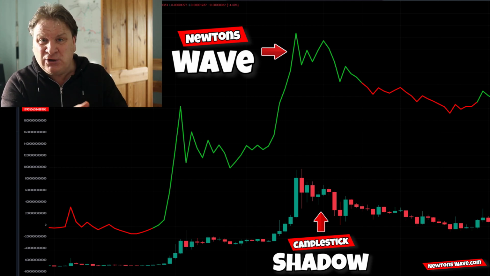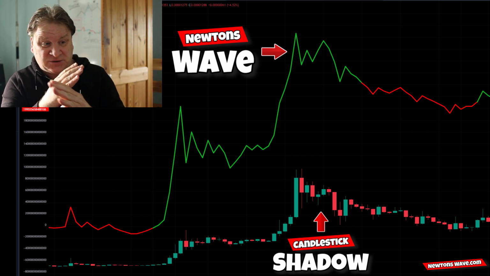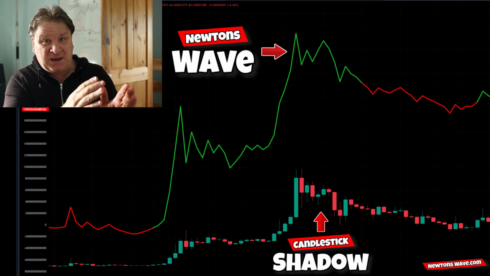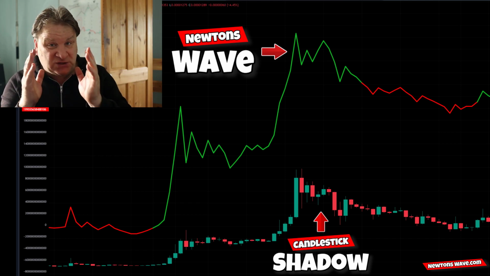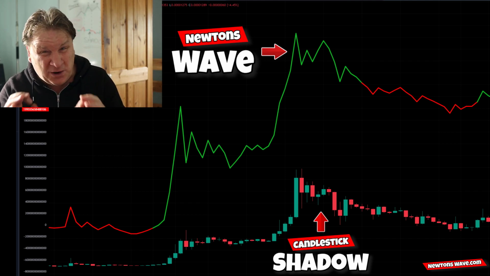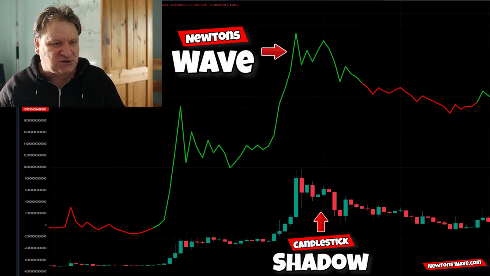Basically Newton's Wave has all these peaks, and they're like clock hands, right? Imagine each clock hand was like a minute or a second, something like that. So you can now time your entry and your exit points to 100% accuracy. It just means no losses and lots of gains. So let me show you what I mean.